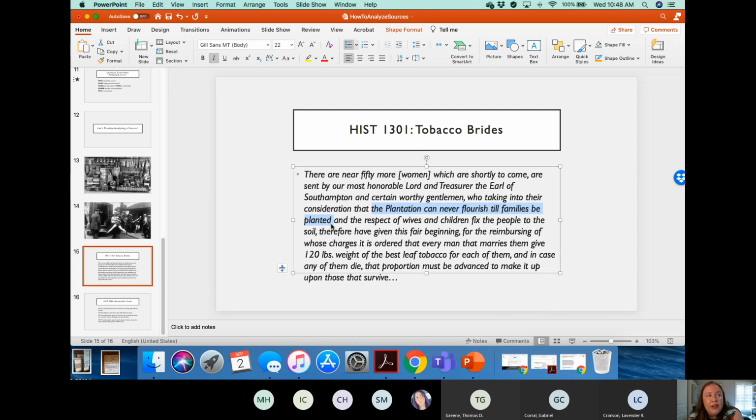So that kind of gives us an indication of the time period, and then we know they're going to Jamestown, right? When the Jamestown colony is not fully established. So we can say, okay, early. They're saying that the colony can't succeed until we have families.